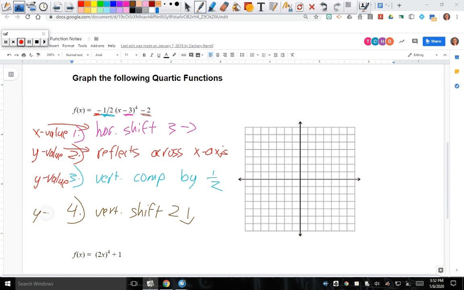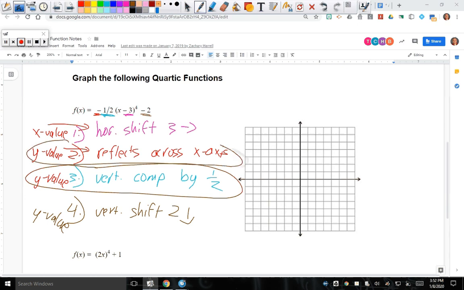Again, this would be the y value that you're going to subtract by 2. Look here. You're going to multiply the y value by 1/2. Right here. You're going to multiply the y value by what? 1/2. Negative. By negative. And here, you're going to add to the x value what? 3. Okay?